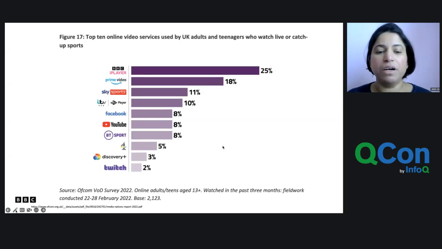These are the survey results of a survey conducted by Ofcom, which shows the top 10 online video services used by the UK audiences. As you can see, at the very top, we have iPlayer at 25%. The second slot, we have Prime Video at 18%. And the third, we have Sky Sports at 11%. So you can really see that we do have a lot of people coming to the BBC iPlayer.